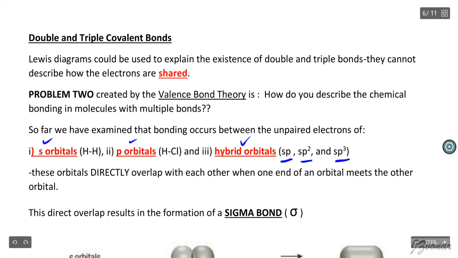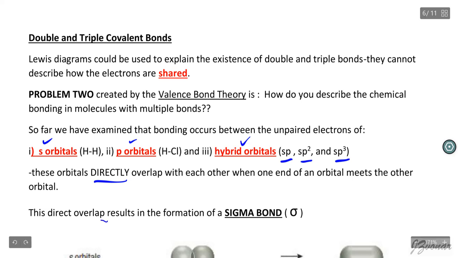And the last one we saw yesterday was the sp3 hybrid orbitals. These are formed in atoms such as carbon, which allows it to form four covalent bonds. And as in the previous two, one of the electrons from the s orbital gets promoted to an empty p orbital, and that is how we have this sp3 hybrid orbital that forms a tetrahedral shape. These orbitals all directly overlap with one another and form our covalent bond.